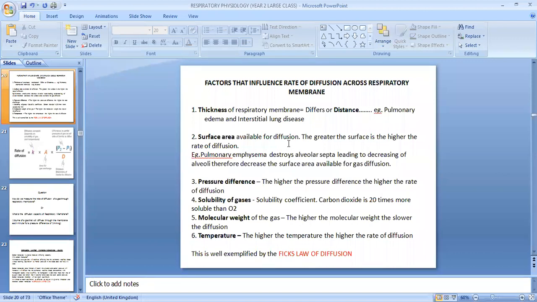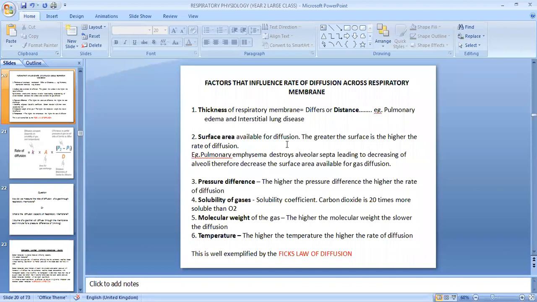And number 6, we talk about temperature. Of course, the temperature in a person who is healthy and normal is regulated, around 37 degrees centigrade. But if the temperature of the air going in was to be increased artificially, then it would mean the higher the temperature, the higher the rate of diffusion. These 6 factors are simplified by what we call Fick's law of diffusion. Fick's law of diffusion.